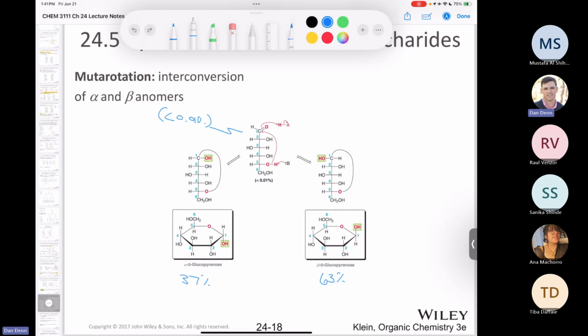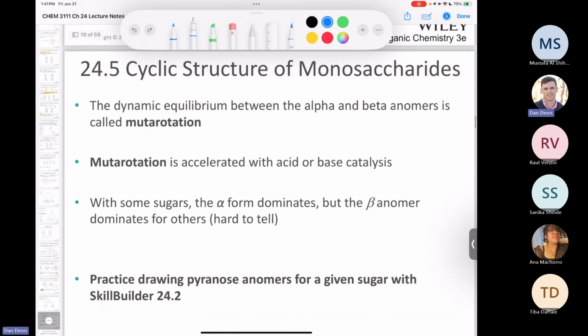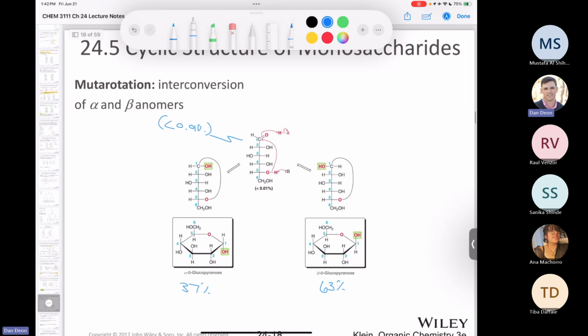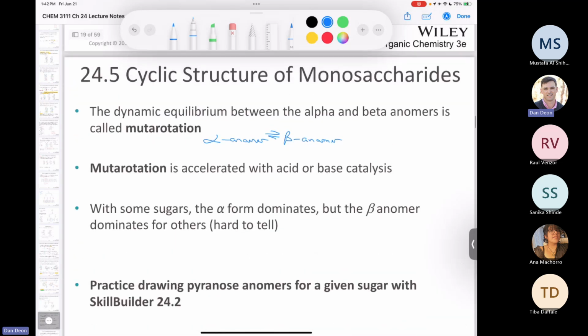All right. So with that in mind, now that we've discussed mutarotation, it says here the dynamic equilibrium in between the alpha anomer, that's where the hydroxyl on the anomeric carbon is pointing down, and the beta anomer. So we'll say here beta anomer, like that is in equilibrium between the two. Okay, and in the previous example, it was actually the beta that predominated there. I misspoke. Anyhow, so mutarotation is accelerated with acid or base. Either way, it's going to happen.